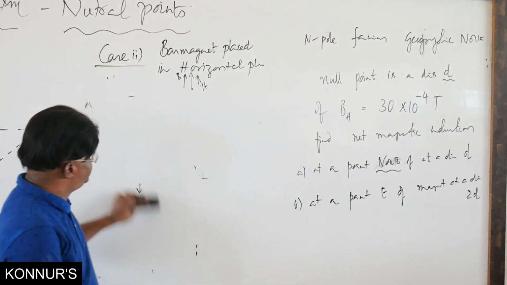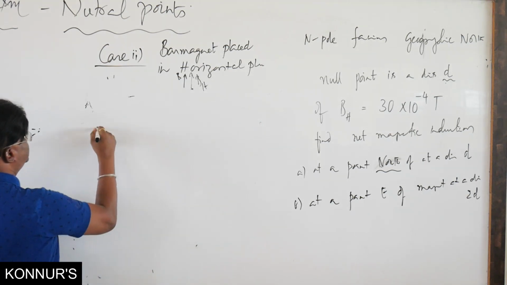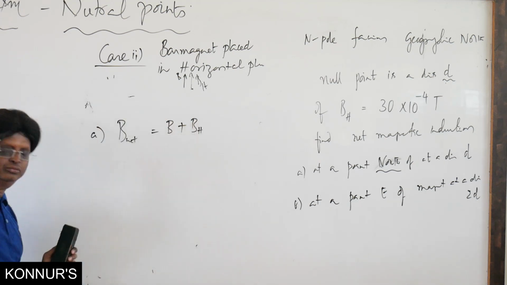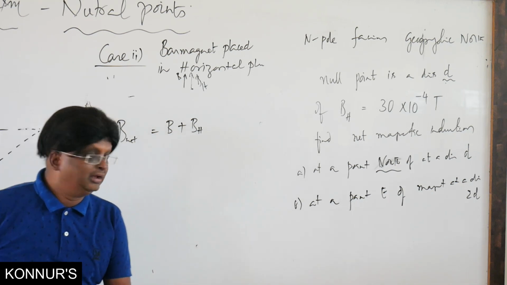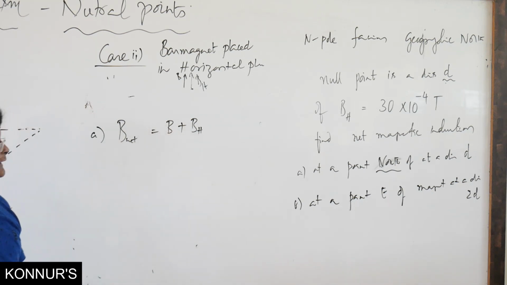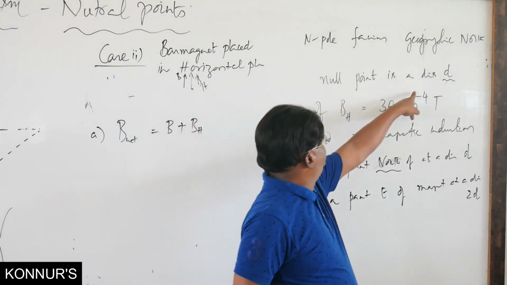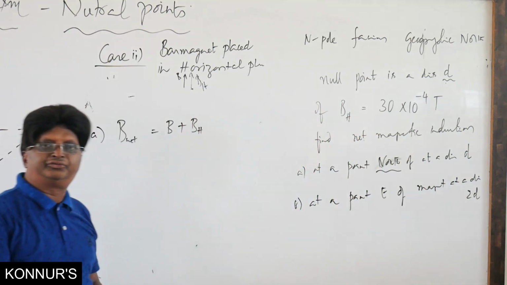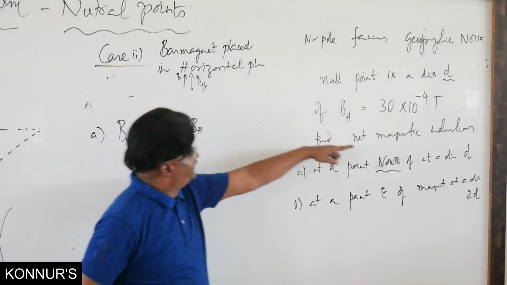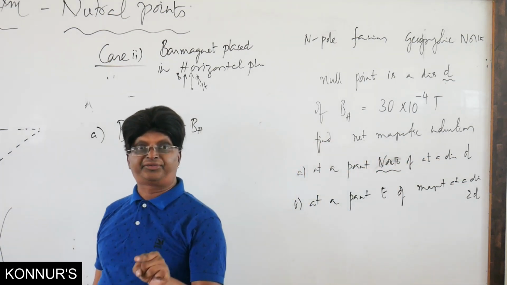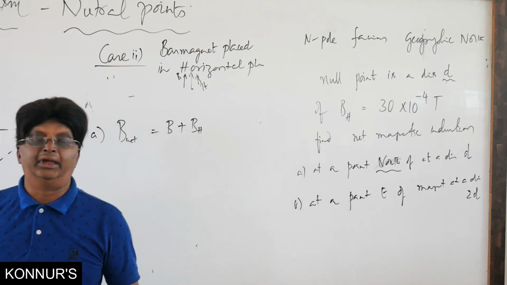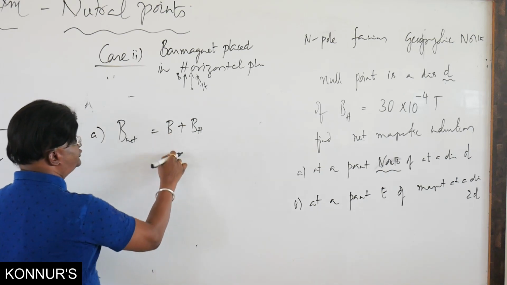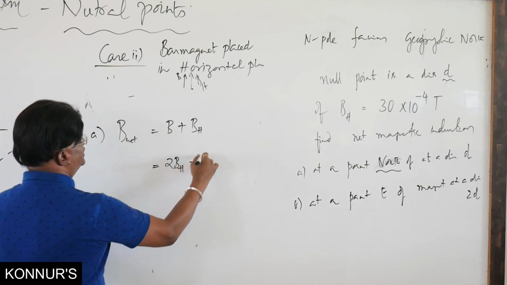Now at a point due north, B net we know is B plus BH. Earlier discussion should tell you that at any axial point B and BH are parallel, so it is B plus BH. Now at a distance D, B is equal to BH at the equatorial point. Null point means B due to magnet is equal to BH of Earth. Same distance, equatorial becoming axial, the induction will be double, remember. Therefore, B due to magnet is 2BH plus BH.